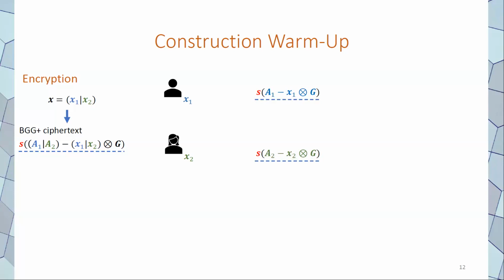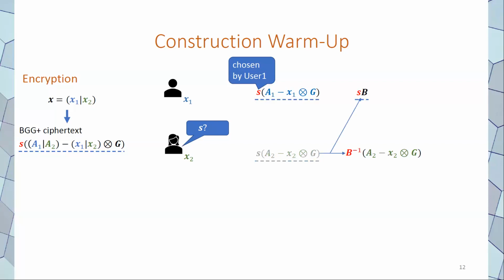But the problematic term is the secret S, which has to be common between both the users. The question is, how can we share this? For example, if user 1 chooses the secret vector S, then how will user 2 know what S is? For this, what we can do is rewrite A2 minus X2 tensor G as SB times B inverse A2 minus X2 tensor G.